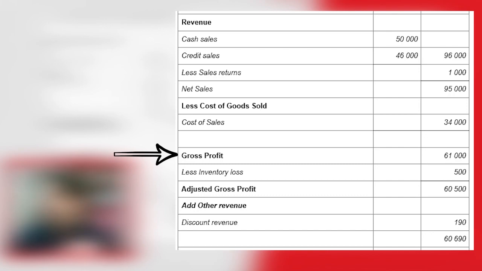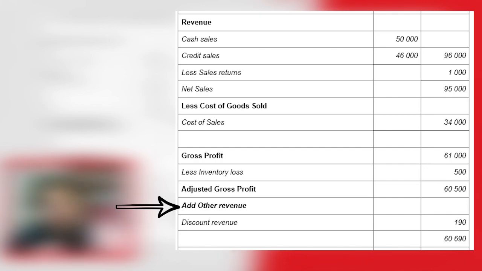Next, we then have our inventory loss. So if we lose inventory, through theft or whatever, that would go under there. And there's also other aspects we do, again, in the inventory video, shockingly, which is our adjusted gross profit. And then lastly, we do our other revenue. So if we have investments that aren't direct sales or discount revenue, as you can see on the screen, they are added there. And you're given a final number. That is your final revenue number.